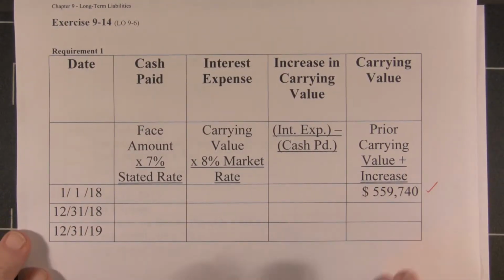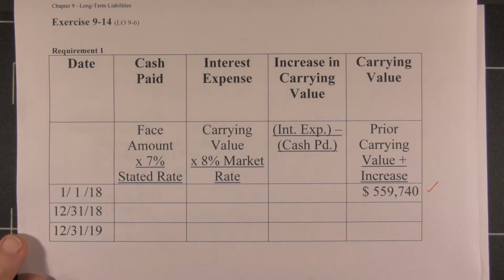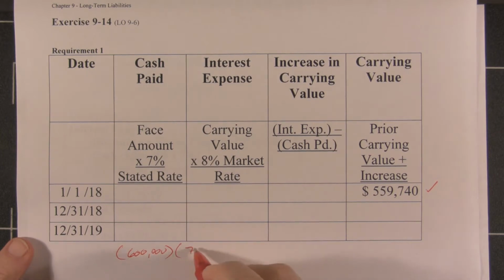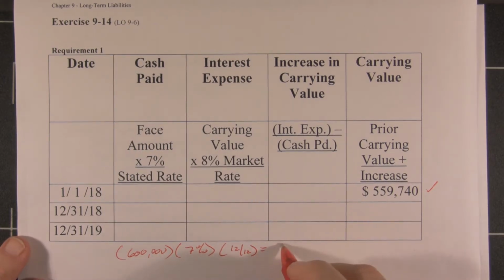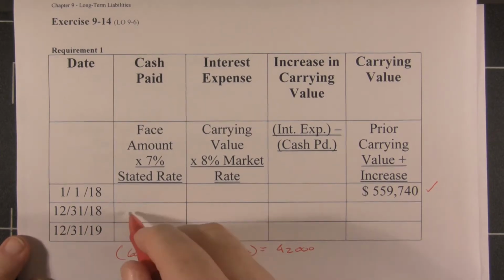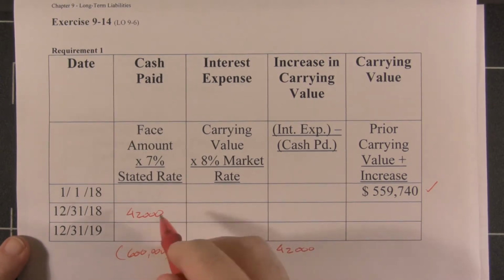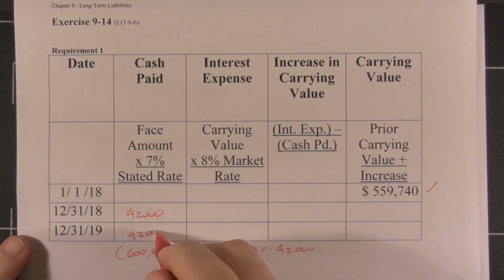So our first interest payment, now remember this is annual interest, and what we're actually going to be sending out is $600,000, the amount of money we borrowed, times 7% times 12/12. So we're actually sending out $42,000. That's going to be the same every year. That's the stated rate, the face rate, the coupon rate. Every year we're going to be sending out $42,000.